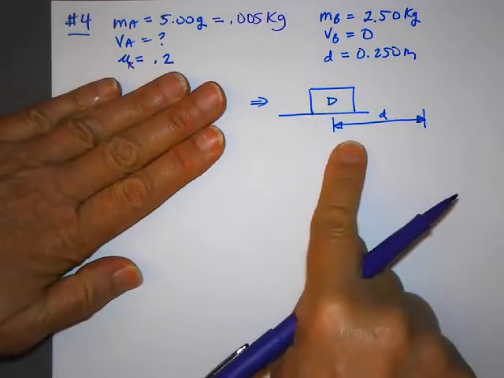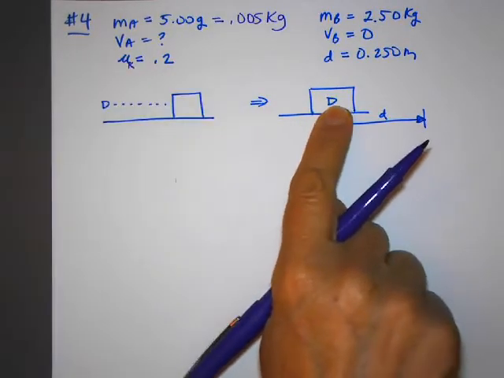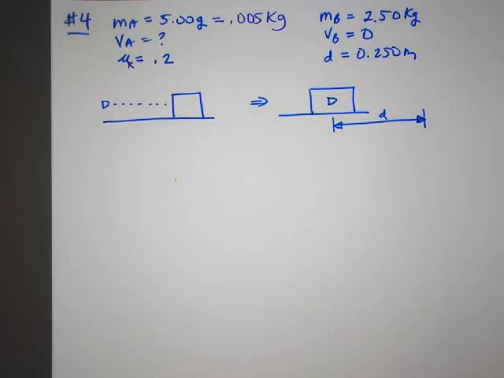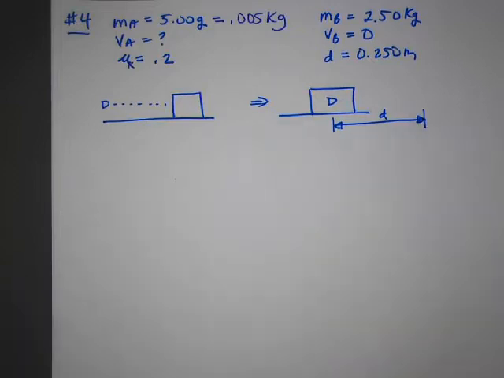This is my after. So now the bullet is inside the block, which is observed to slide 0.250 meters. So that's how far it's going to go, D, before stopping. Before stopping, I also know that that means that what? The final velocity is 0.